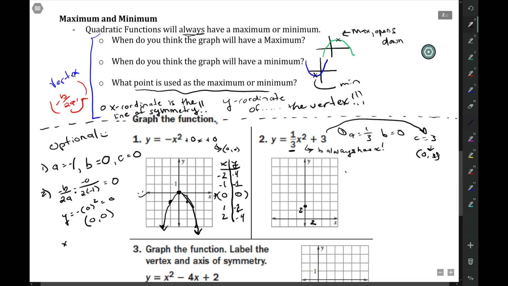Step 1. Step 2, find that old vertex. So -b over 2a. B is 0 over 2 times 1/3. Really, it's just going to be 0. And again, if you substitute 0 into our equation, we are just left with 3. So the y-coordinate of the vertex is still 3. Not helping us much, it's the same point.